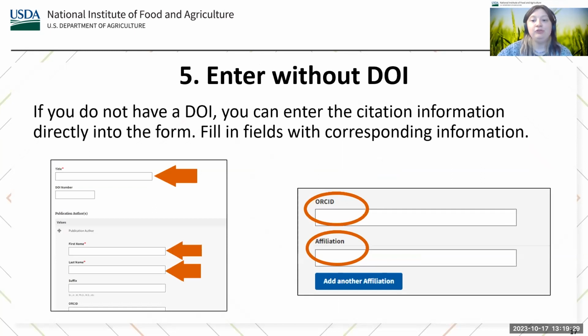Step 5, if you do not have a DOI, you can enter the citation information directly into the form. Fill in fields with corresponding information. Pictured here are the title, publication authors, ORCID, and affiliations field on the submission page.